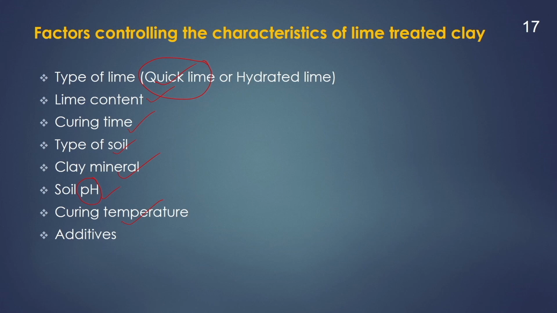We need to add a certain amount of additives to the soil to impart the initial strength. As we have seen, there are 2 different types of reaction, one is a quick reaction and another is a long term reaction. During the quick reaction, we generally get a small strength gain by adding lime. So, by adding different types of additives such as cement and fly ash, we can impart the initial strength to the soil. These are the different factors which can control the characteristics of lime treated clay.